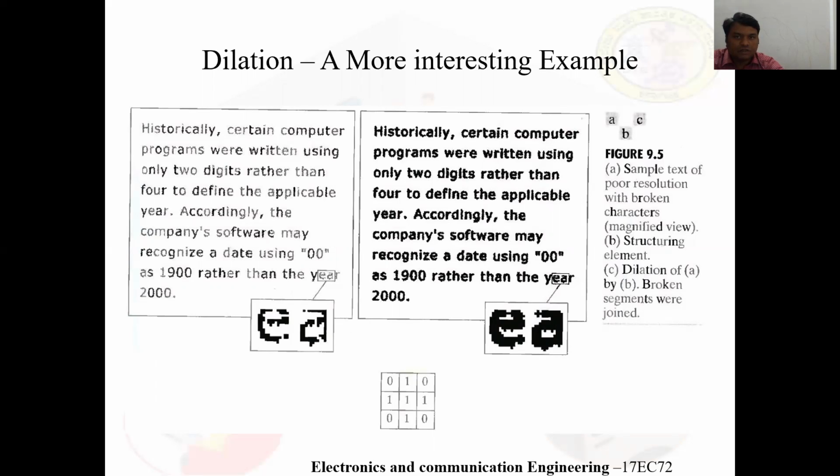Here in the figure, A is the sample text of poor resolution with broken characters, in magnified view. B is a structuring element. C is the dilation of A by B. Broken segments are joined. This is a more interesting example.